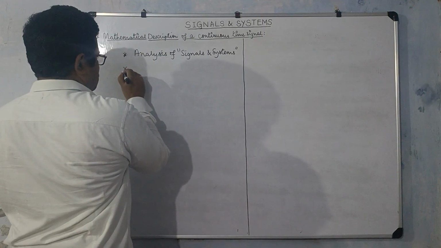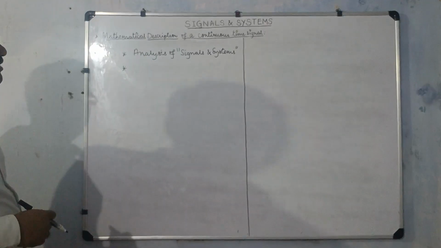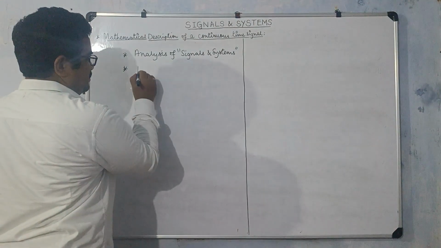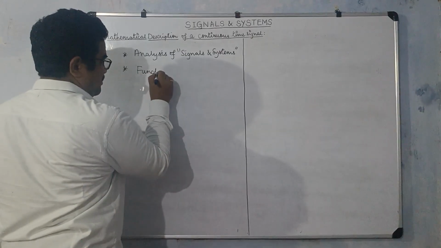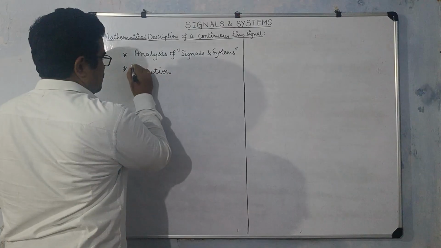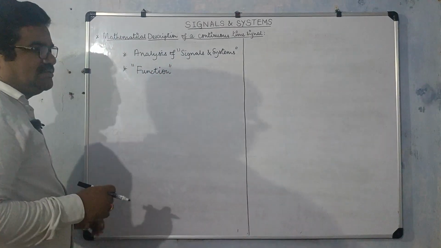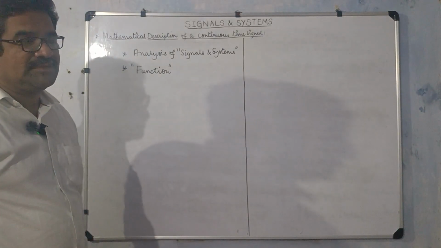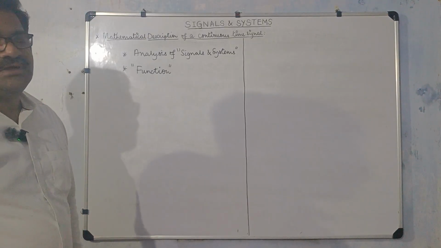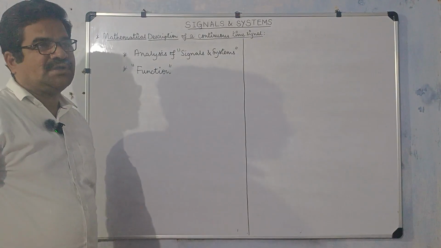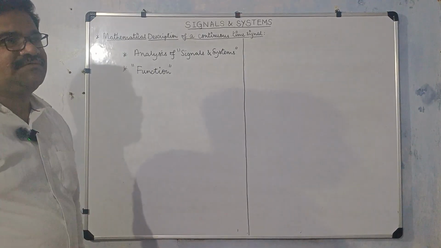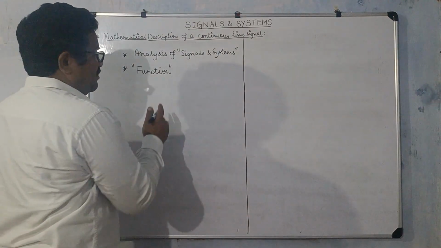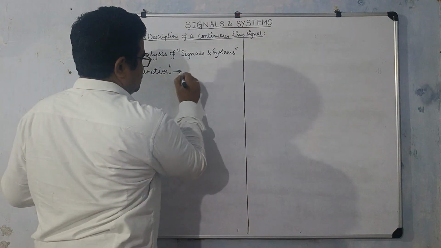Now, such a mathematical description of a continuous time signal is known as a function. I am representing a signal as a function. That is, how this signal is changing with respect to some independent variable like time. So if I take some signal g which is changing with respect to time, then g of t is known as the function of the given signal. The mathematical description of a signal is known as a function.